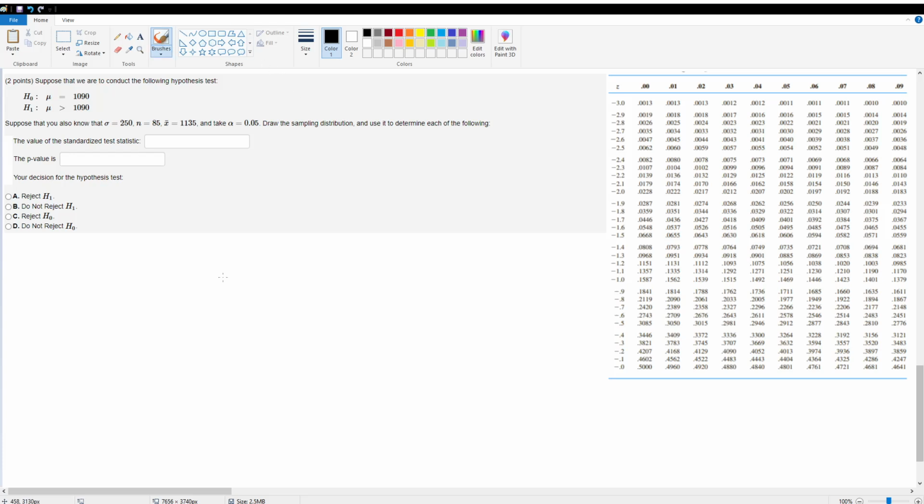For this one, once again, for our z-score, we have our sample mean of 1135. We will subtract the hypothesized mean of 1090. And we'll divide it by the standard error, which we compute by taking the 250 and dividing it by the square root of our sample size of 85. And this is going to be equal to about 1.66.